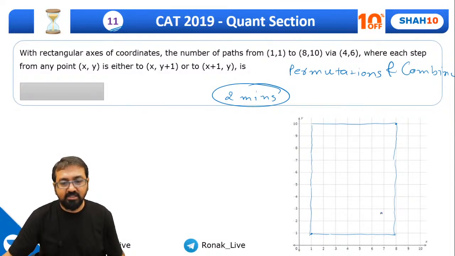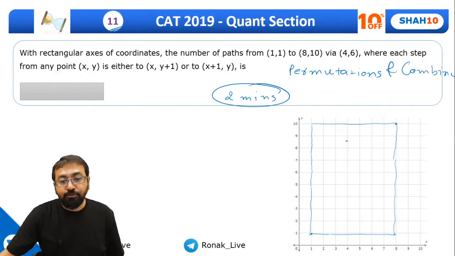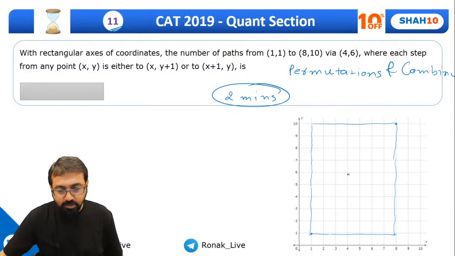Yeah, of course, these are slightly slanted lines. Via 4, 6. So where is that point 4, 6? It's over here. So let's call it point A. This is point B and this is point C. So first you want to go from A to B. So how many ways are there to go from A to B?